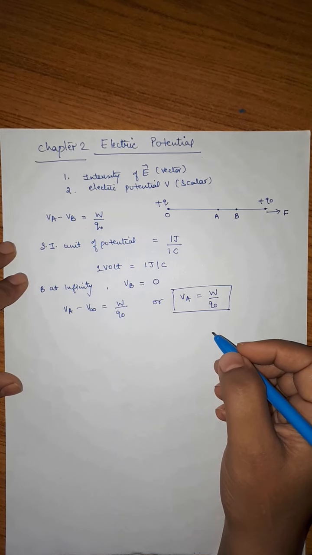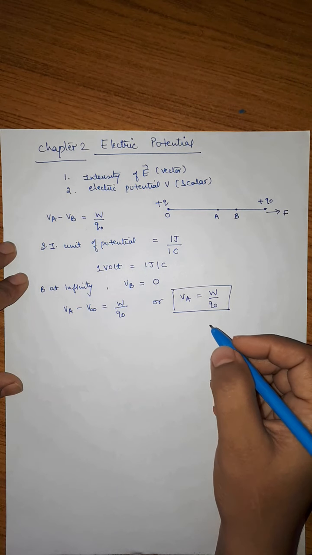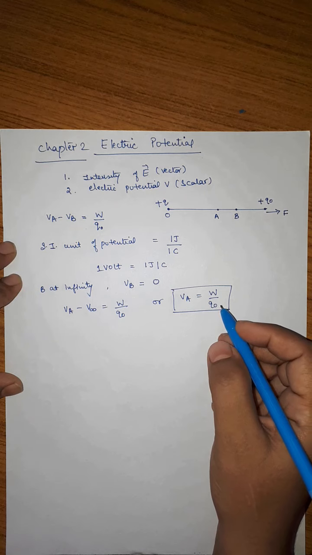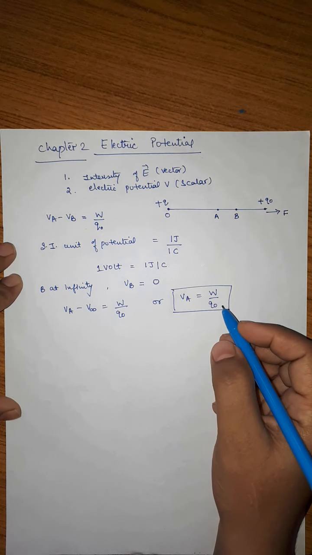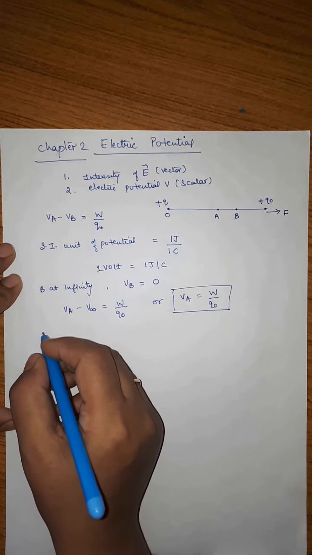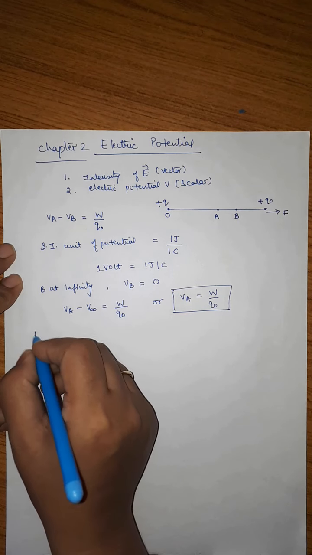So what is electric potential? Electric potential at a point in an electric field is the work done in carrying a unit positive charge from infinity to that point. Now let us understand potential difference and potential due to a point charge.